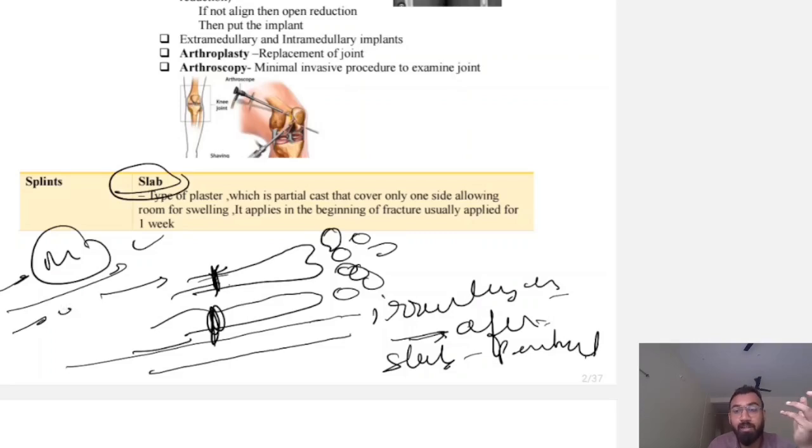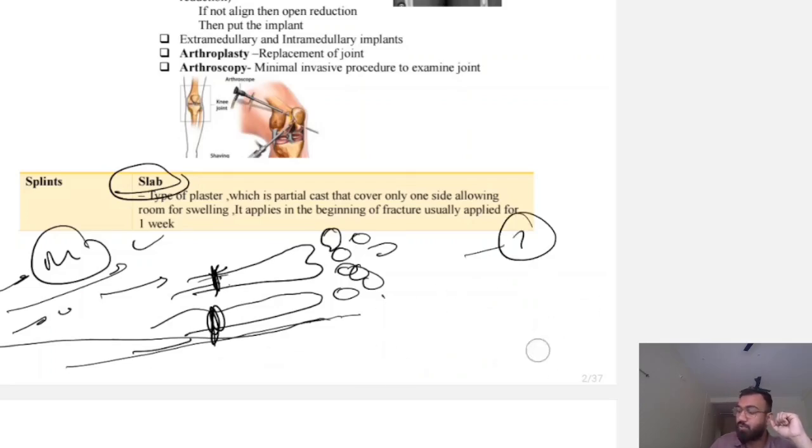Now how will the patient bear that pain for one day? Because it is severe pain in a bone fracture, as both fracture fragments will irritate the nerves near them. So what will you do? You will apply a slab that causes immobilization of the fracture fragments, so the patient will have pain relief. So this is the first use of a slab. Now what is the second use?